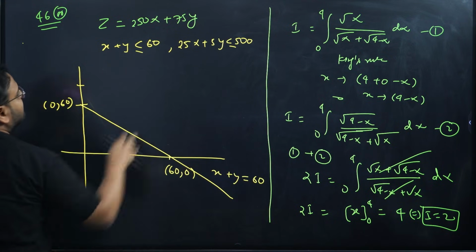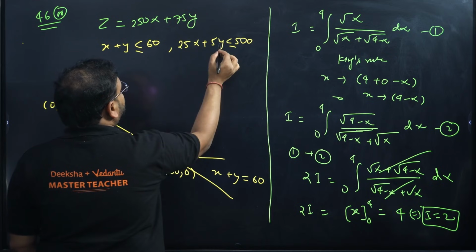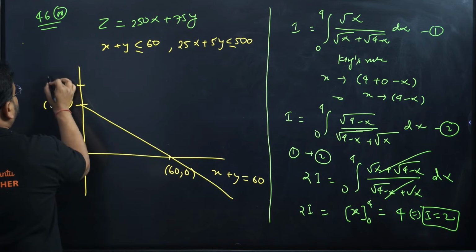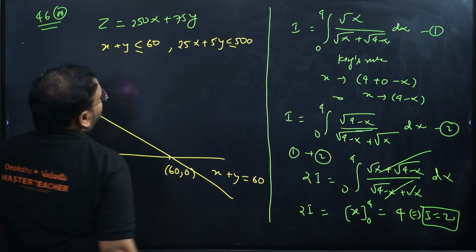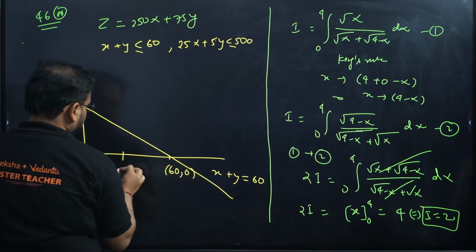Correct? Next is when x is 0, y is going to be 100. If you put x as 0 over here, 5y is 500 means y is going to be 100. So let's call it to be 0 comma 100. And then y is 0, x will be what? 20, right? 25 times 20 is 500, correct? So 20.